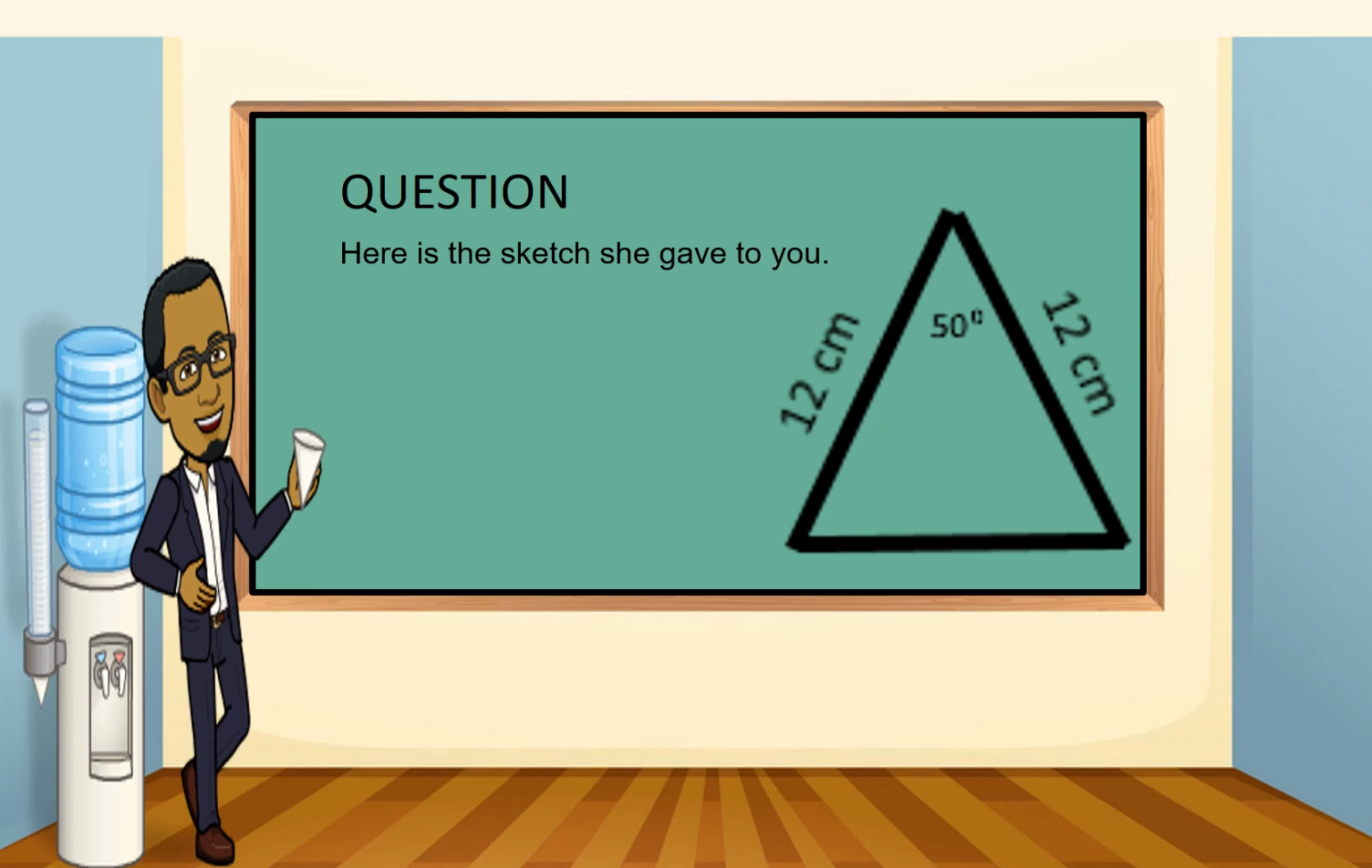You are correct. You do not have the value for the perpendicular height, and we know the values of two sides and the included angle. So we will use half AB sine C to solve this problem. I will give you 1 minute to try this question.